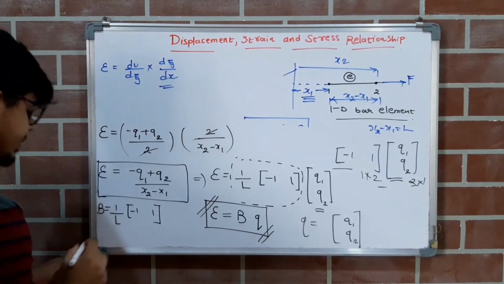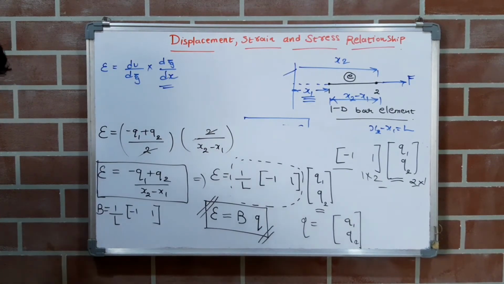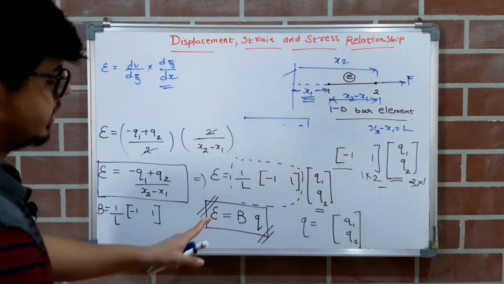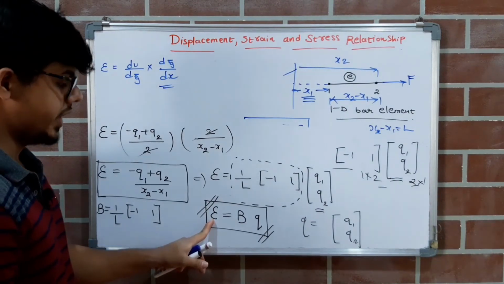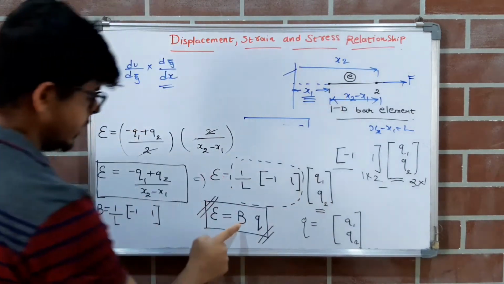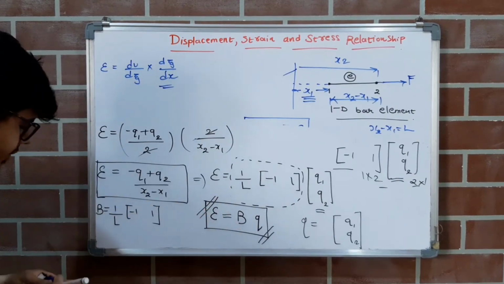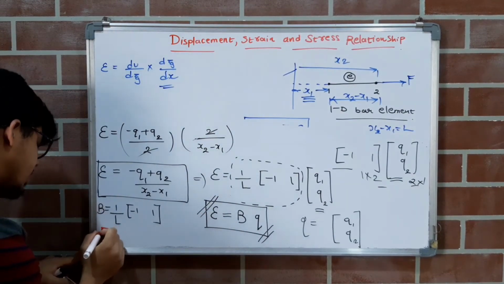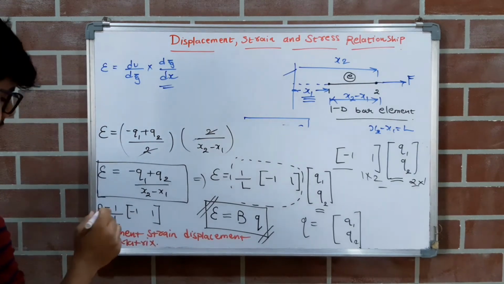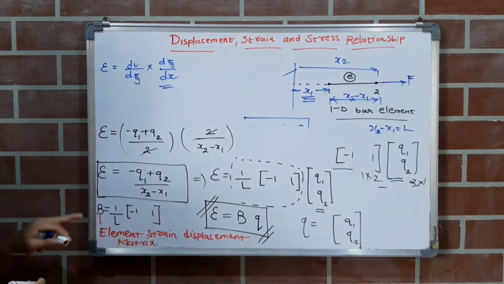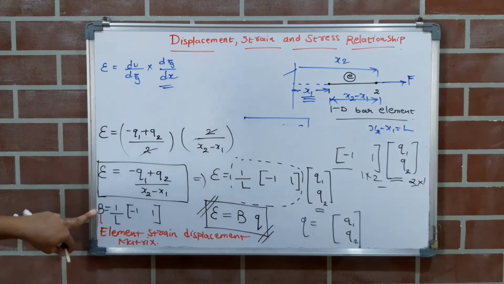Now the name of this matrix is important. So what is the name of this matrix? How do we remember this name? This is strain. This is element. So the name of this matrix will be elemental strain displacement matrix. I will write it and then explain again. The name is important, meaning you have to remember the name of this B.